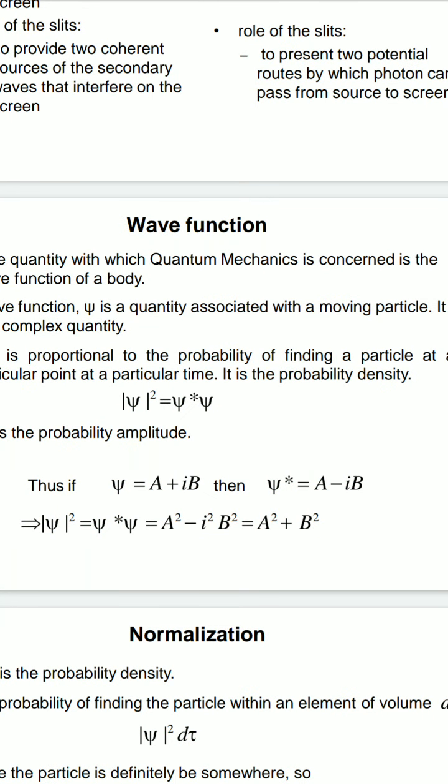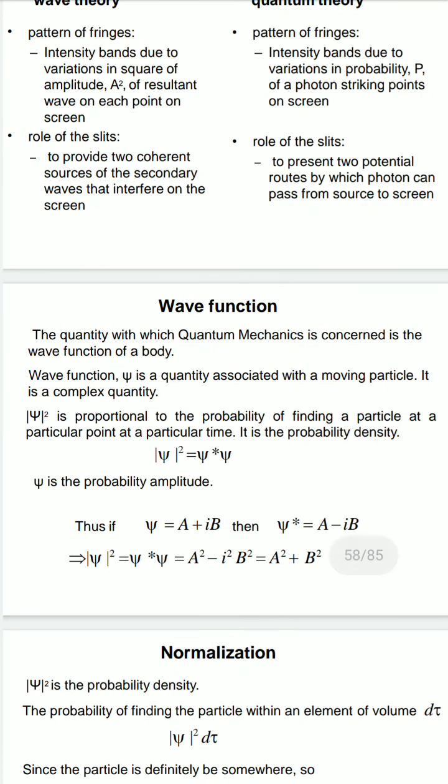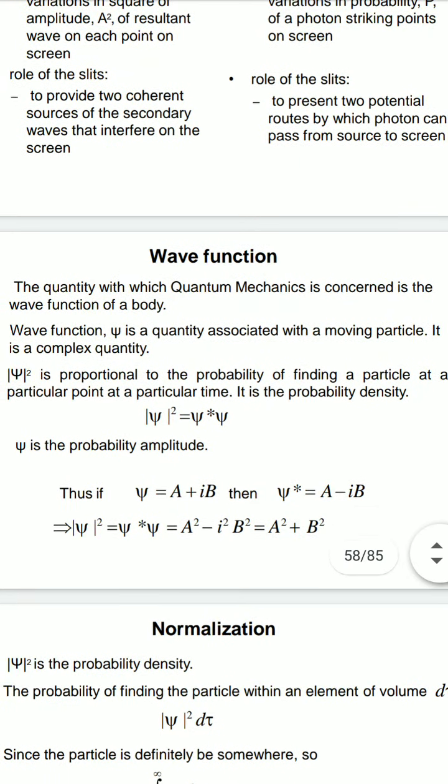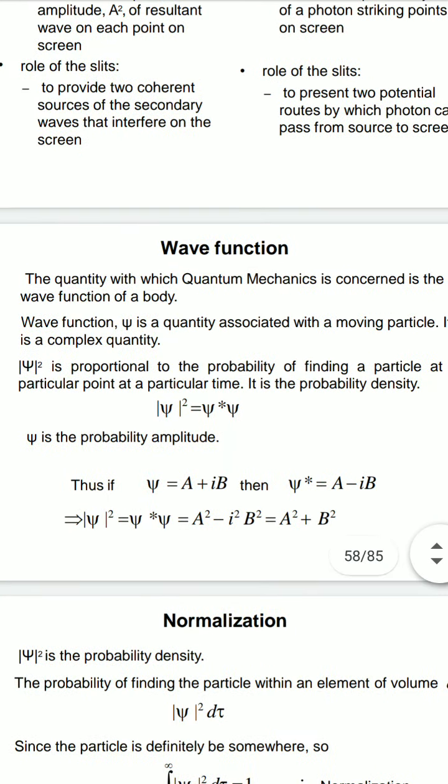It can be a particle in a box, or a body which is moving with a speed, or which is at rest. So anything in this world you can explain with a wave function. A wave function is just a mathematical expression by which you can explain all the properties of a system. So the wave function is the quantity with which quantum mechanics is concerned, and it represents the full properties of a body. The wave function psi is a quantity associated with the moving particle. It is a complex quantity.